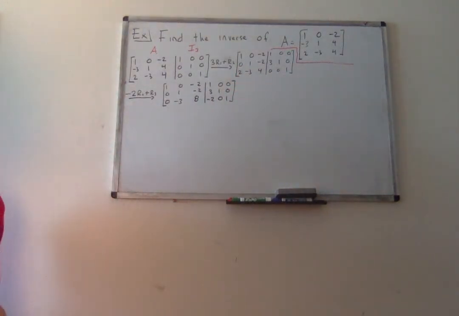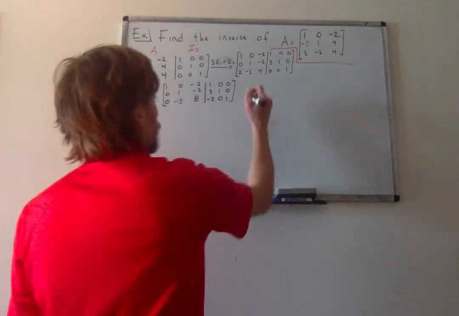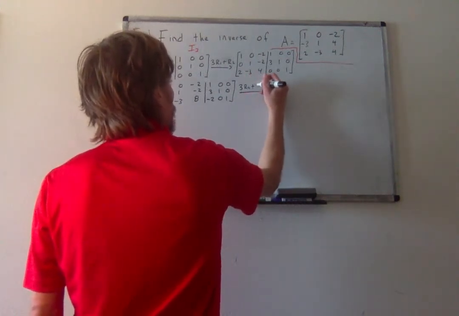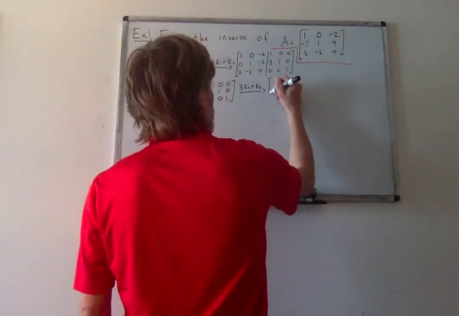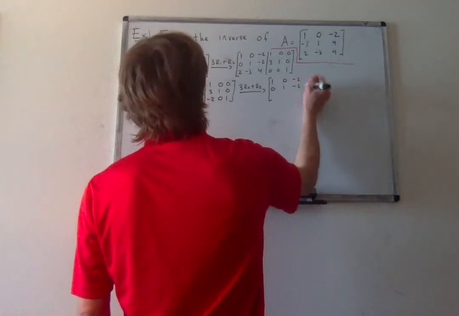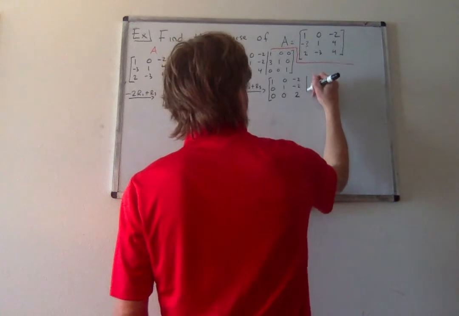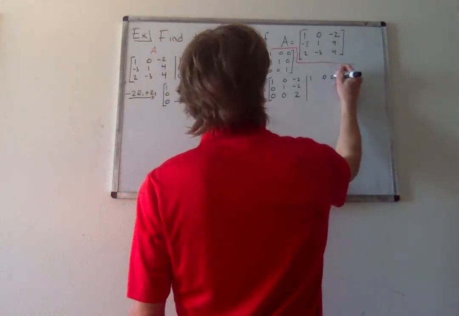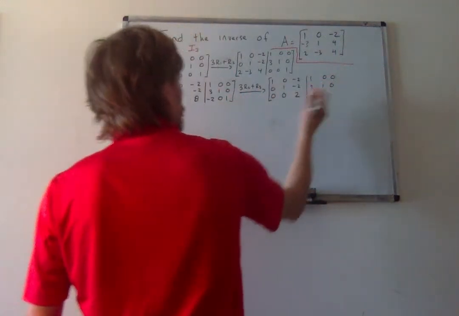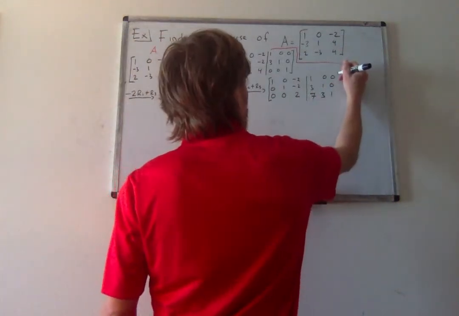All right, so next up, I want to clear this negative 3, so I'm going to do 3R2 plus R3. So 3 times 3 is 9, so I get a 7 there. I get a 3 there, and I get a 1 there.